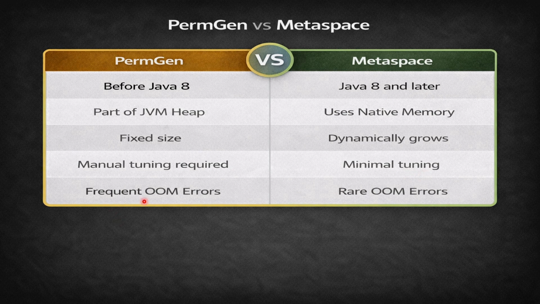In perm generation, we get out of memory errors frequently, but in metaspace, we rarely get out of memory errors.